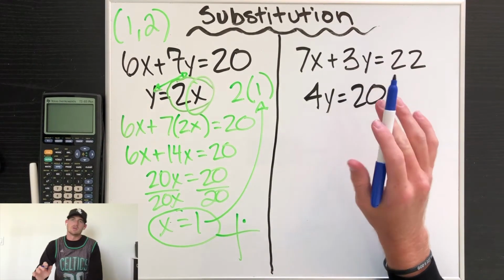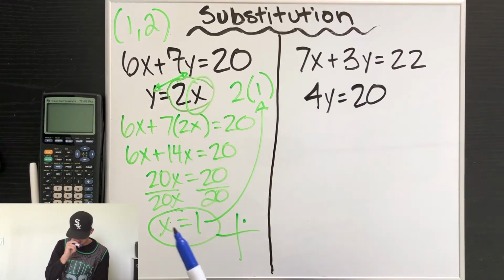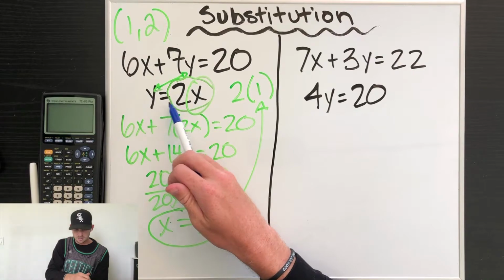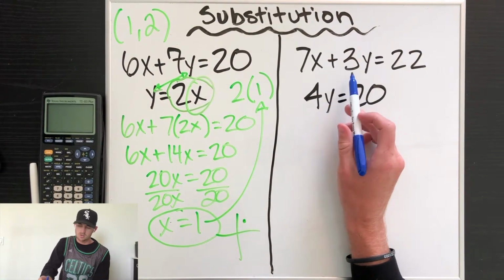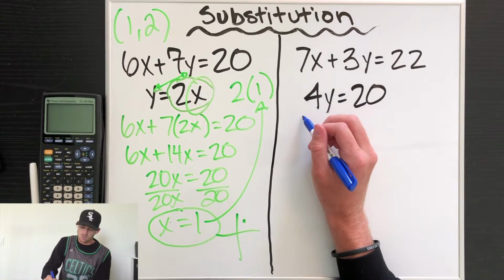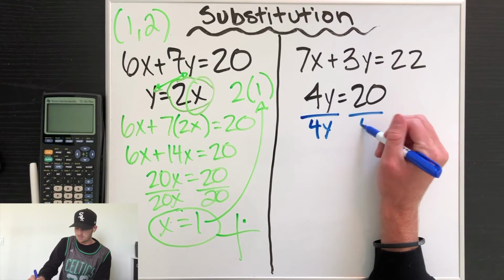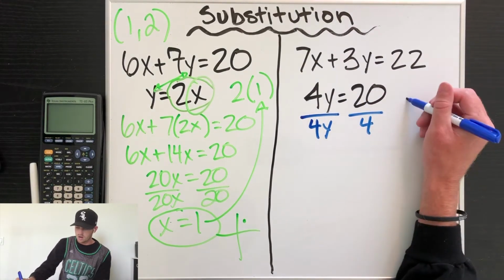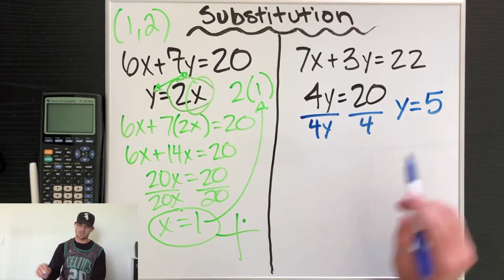Alright, this one's going to be a little bit different because we don't have an equation that's already solved, like this one where y equals 2x. We have to do a little work right here on the bottom. Don't worry about the top one. What we're going to do is get our y, so divide by 4, y now equals 5. Just an extra step we had to do.